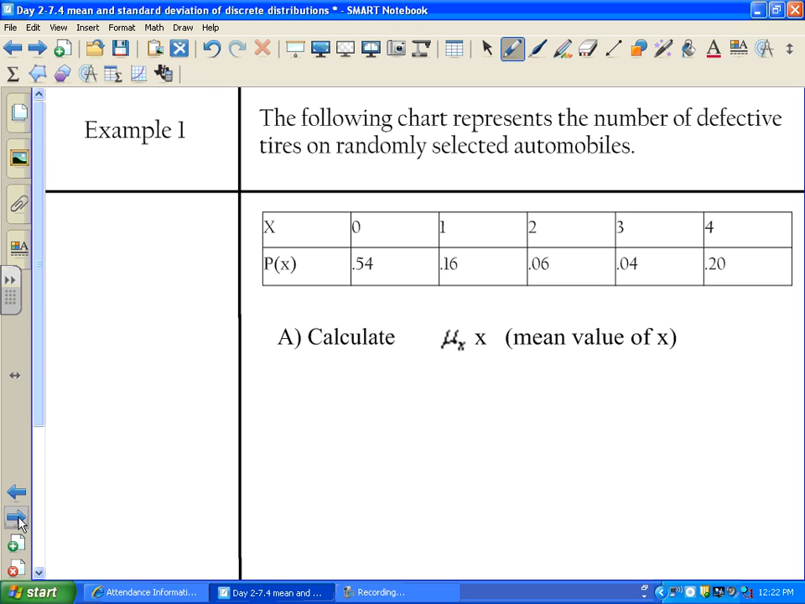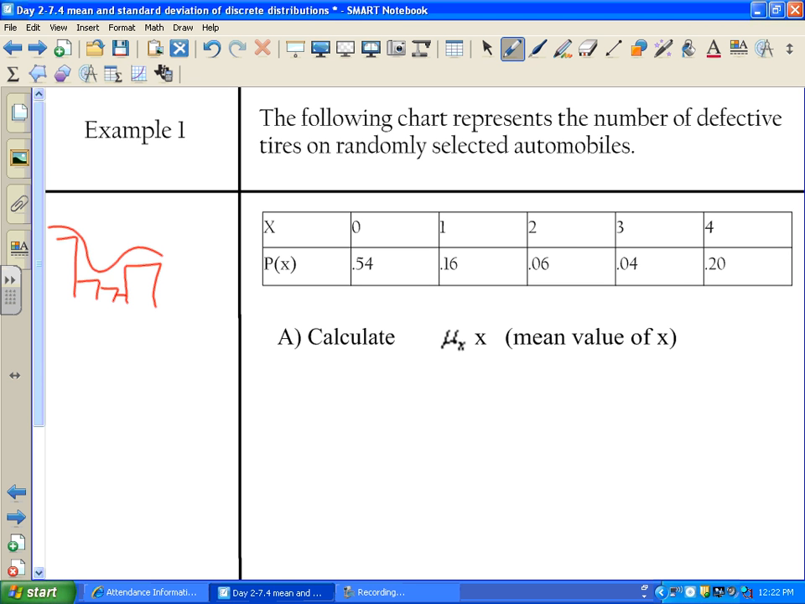Do you agree that, roughly speaking, a quick histogram, 54%, 16%, 6%, 4%, and then up there at 20%, roughly speaking, that's our histogram? What would we describe that histogram as? Bimodal. Definitely not normal. Probably bimodal would be our best description. Okay? So we don't have a normal distribution here. Do you guys agree with that?